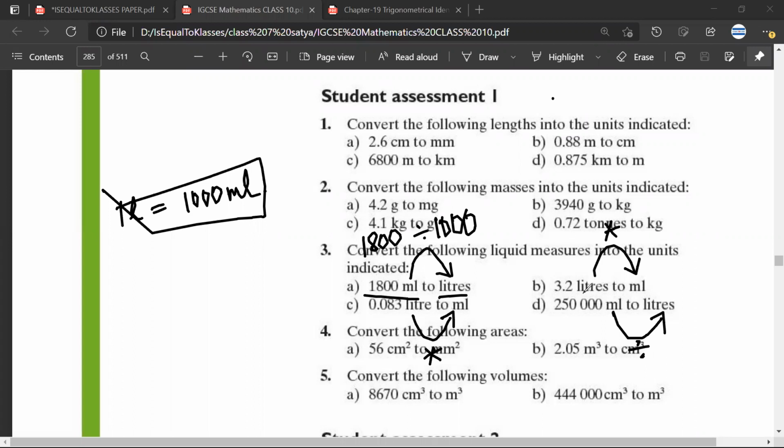Shabash. Liters to ml. What should I do? Multiply by 1000. So it would be 3200 ml. Shabash. 0.083 liters to ml. What should I do? Multiply 0.083 by 1000. Shabash, so it would be 83 ml. Nice, very nice.